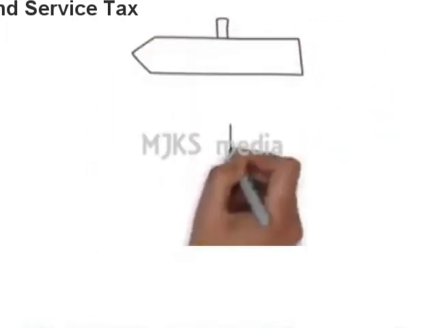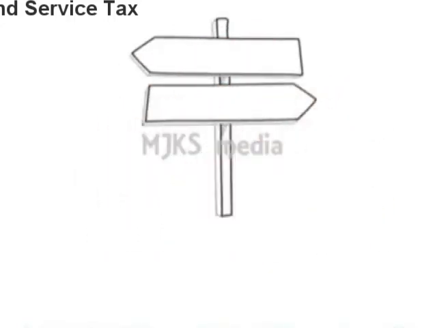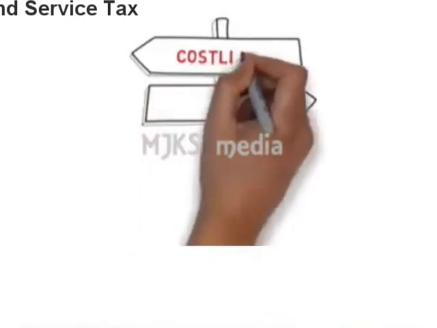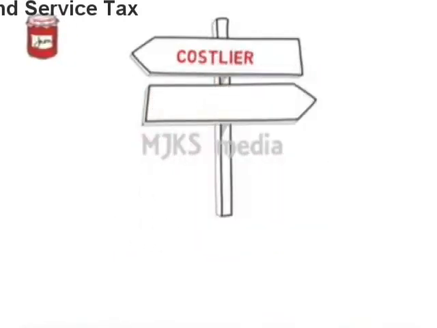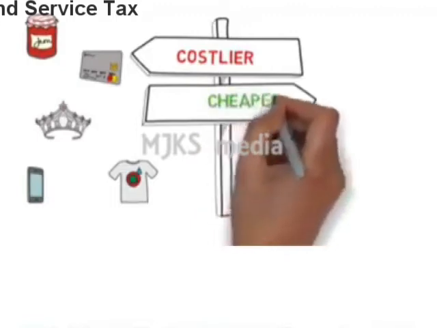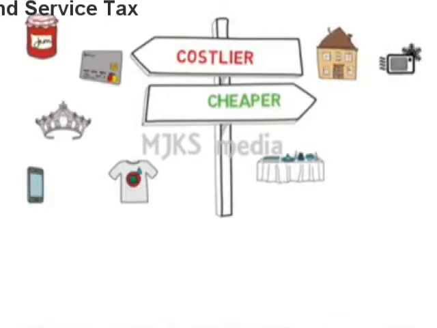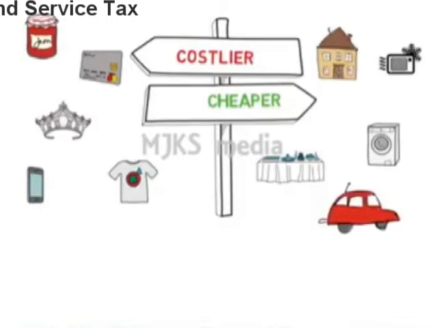After applying GST, the cost of items will increase or decrease. So here are some items whose cost will increase: packaged food, jewelry, ready-made garments, mobile services, credit card services, etc. And there are some items whose cost will decrease after applying GST: home, restaurant, AC, washing machine, microwave oven, small cars, and less taxes on industries.